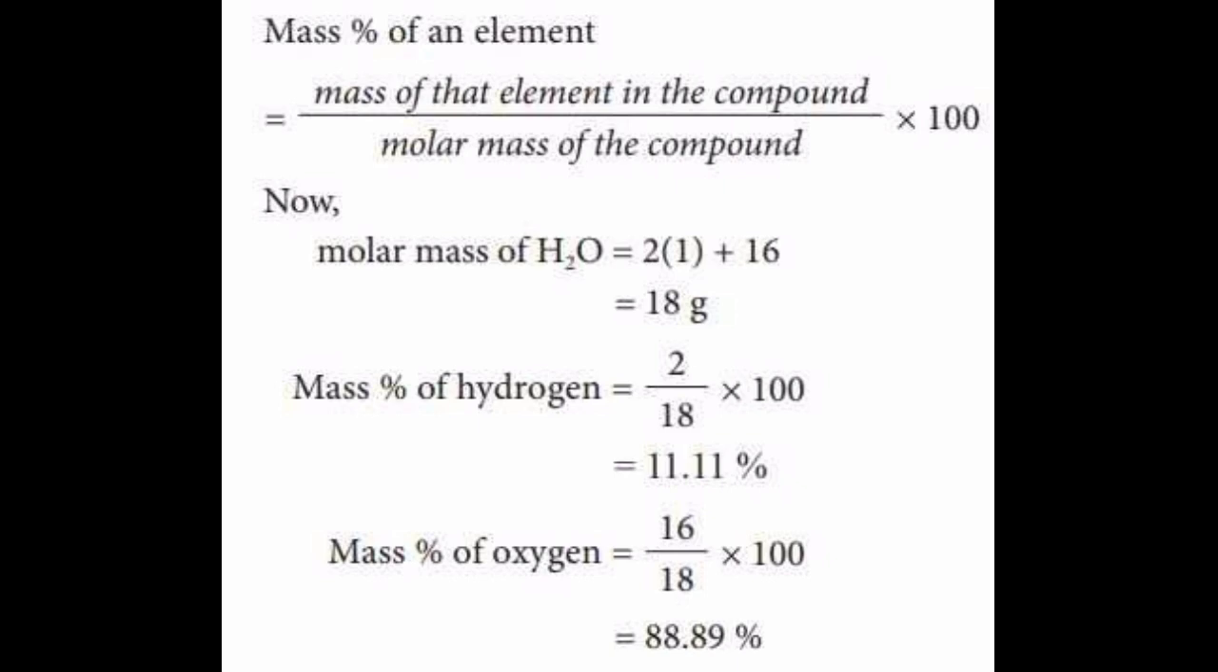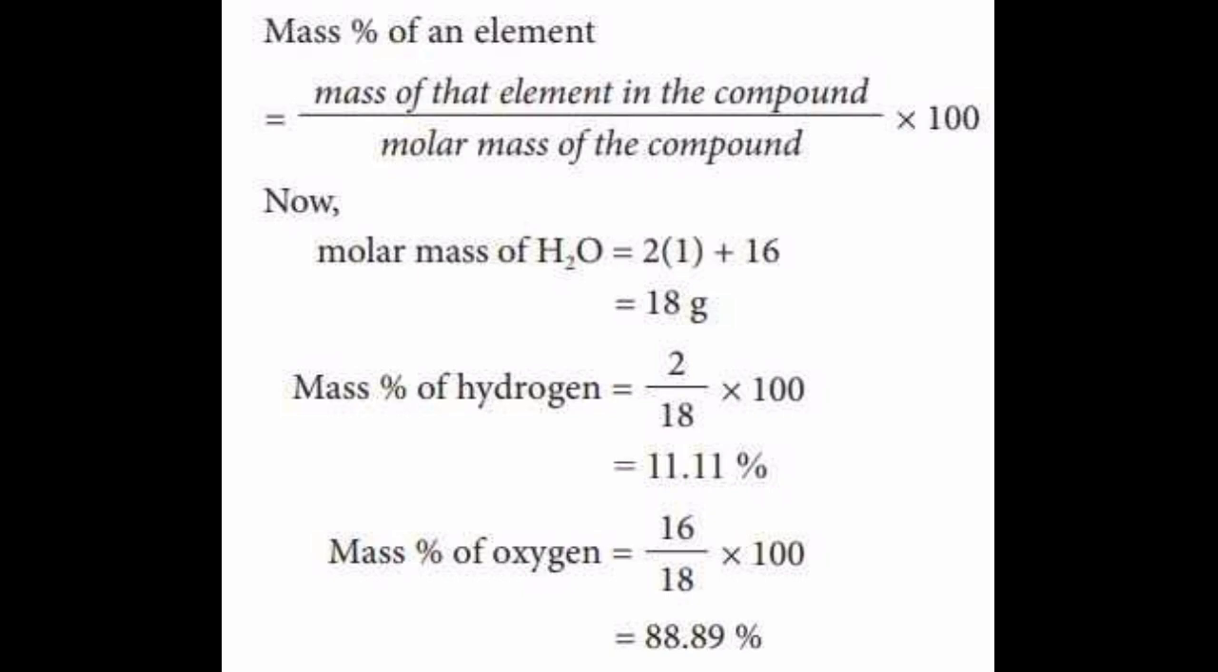So mass percentage of hydrogen is equal to 2 by 18 into 100. Hydrogen is 2 in number, so 2 into 1 is 2. So 2 by 18 into 100. You will get the mass percentage of hydrogen in water, that is 11.11%.